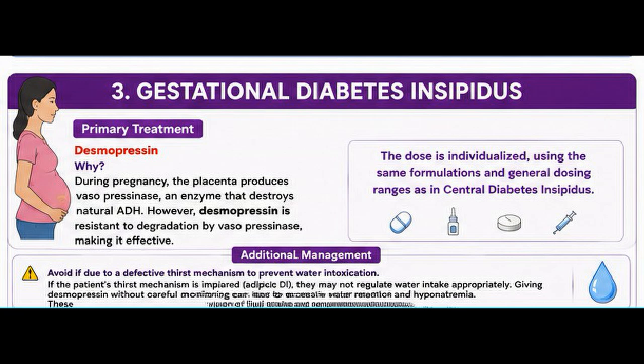Additional management: avoid if due to a defective thirst mechanism to prevent water intoxication. Explanation: if the patient's thirst mechanism is impaired, as in adipsic diabetes insipidus, they may not regulate water intake appropriately. Giving desmopressin without careful monitoring can lead to excessive water retention and hyponatremia. These patients require careful supervision of fluid intake and serum sodium.